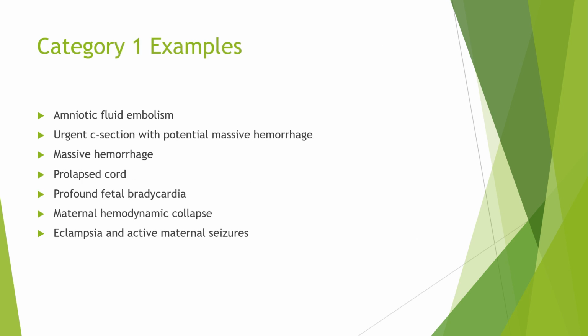Category 1 examples. These are some examples of a Category 1 that would warrant the use of an emergent C-section. These examples include amniotic fluid embolism, urgent C-section with potential for massive hemorrhage of the mother, massive hemorrhage, prolapsed cord for the baby, profound fetal bradycardia, maternal hemodynamic collapse, and eclampsia and active maternal seizures.